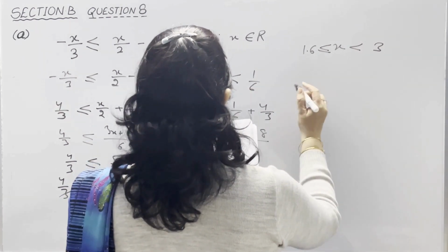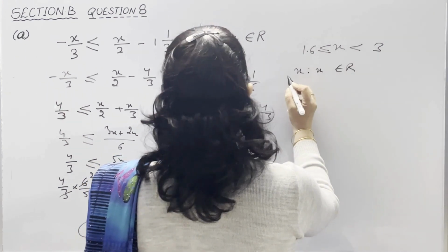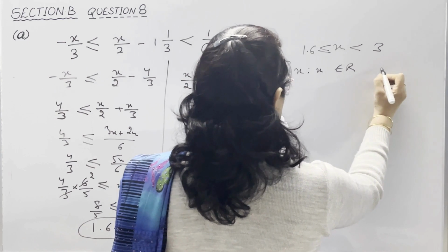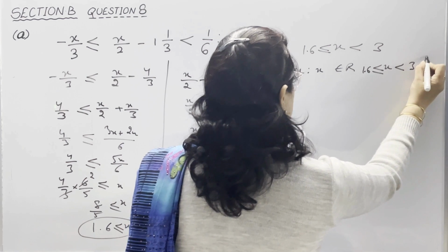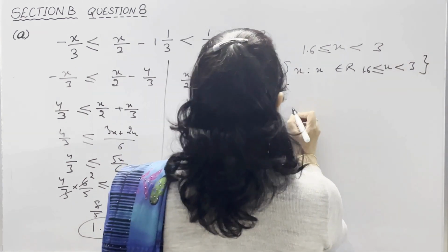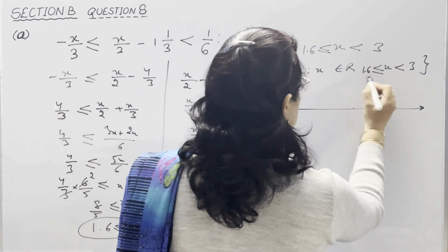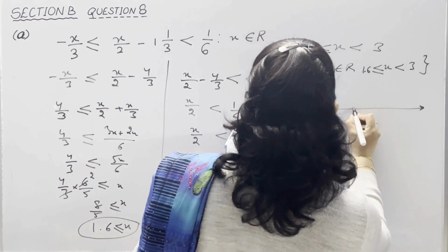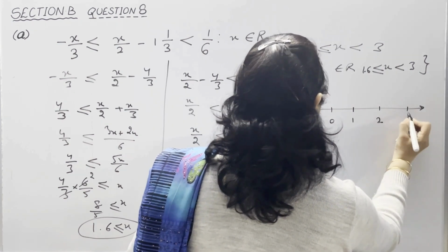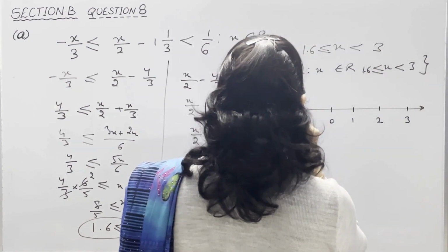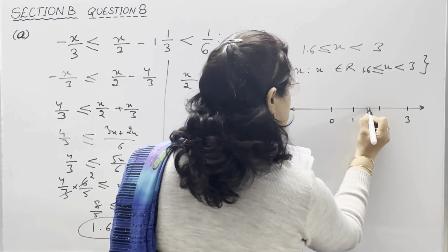Now for representation on the number line, first of all, x belongs to real number. We need to give the solution like this also, x is greater than or equal to 1.6 and less than 3. Now for the representation on number line, we need to show only this part, but draw it properly. So this is 0, 1, 2 and 3. Greater than 1.6, it means we need to mark here 1.5 and then 1.6.